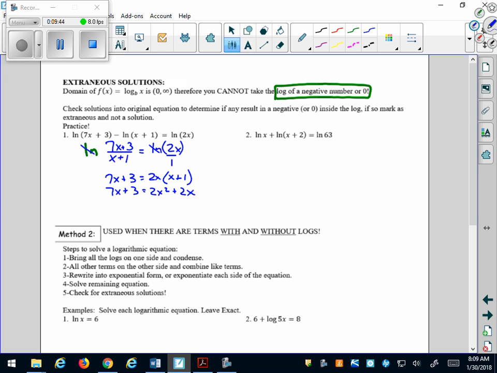If we distribute, well, we've got squareds and x's, so how are we going to have to actually solve for x here? Factor, exactly. So we need to subtract 7x from this side and 3 from that side. And we end up with 0 equals 2x squared minus 5x minus 3. Which then we need to factor.